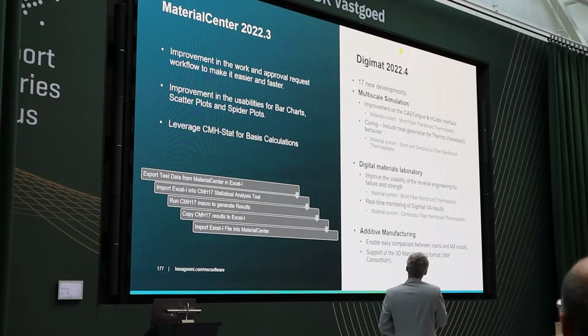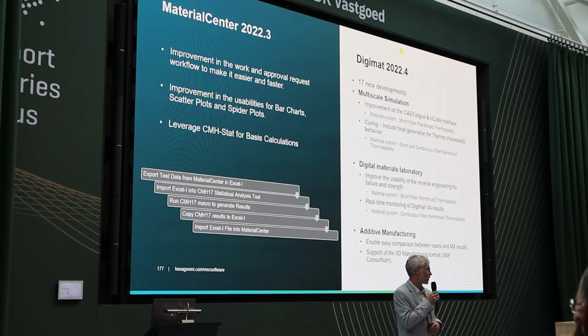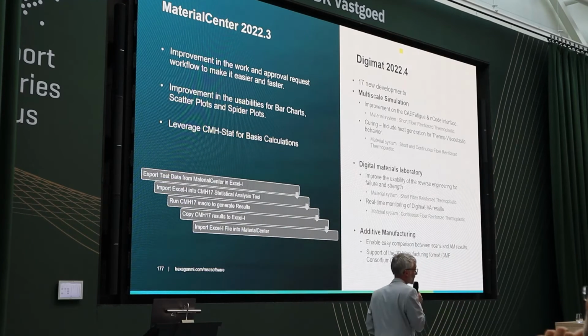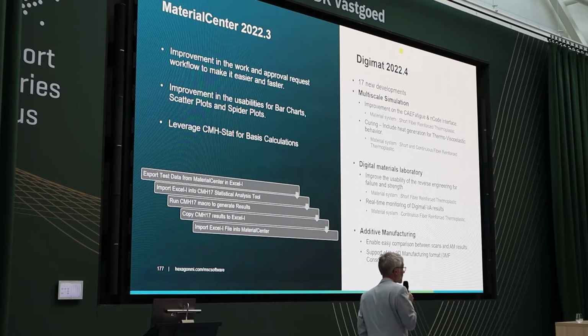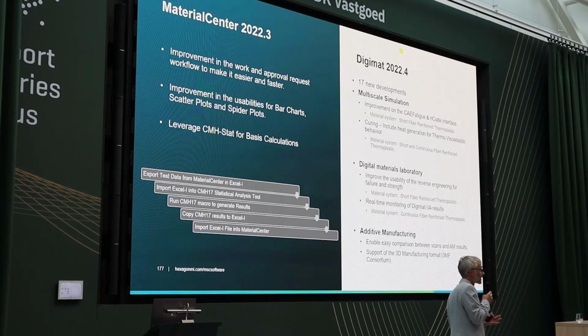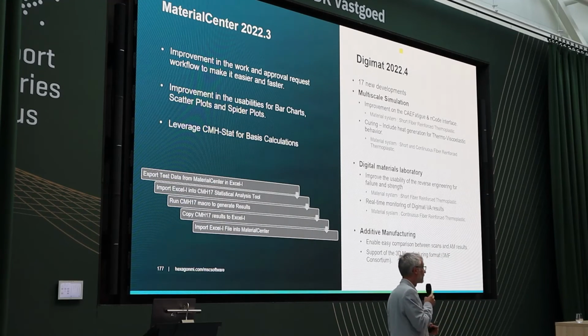So, almost at the end of my talk, I just want to give you a first view on what is to come next. We are still going to have two releases this year. One release will be for Material Center, the 2022.3, planned for November, where we are going to improve the workflow to request information and approval requests for the material. We have also worked on the post-processing of the data, so how to offer a better way to analyze the data that you have inside your database to select the right material for you.